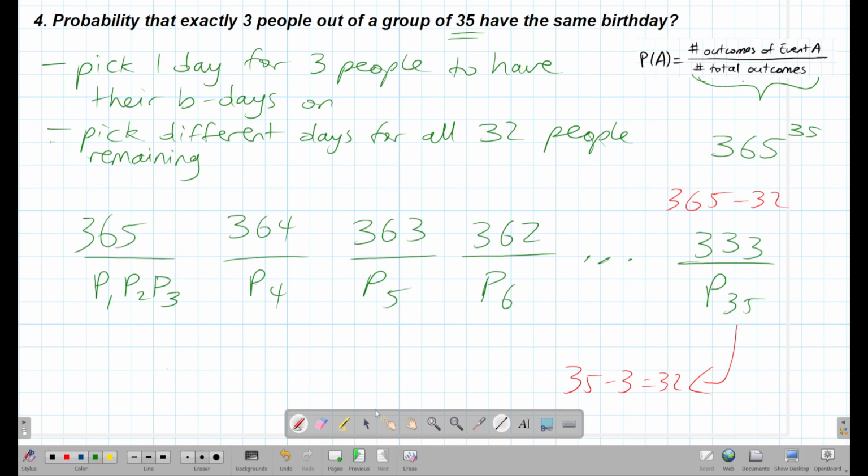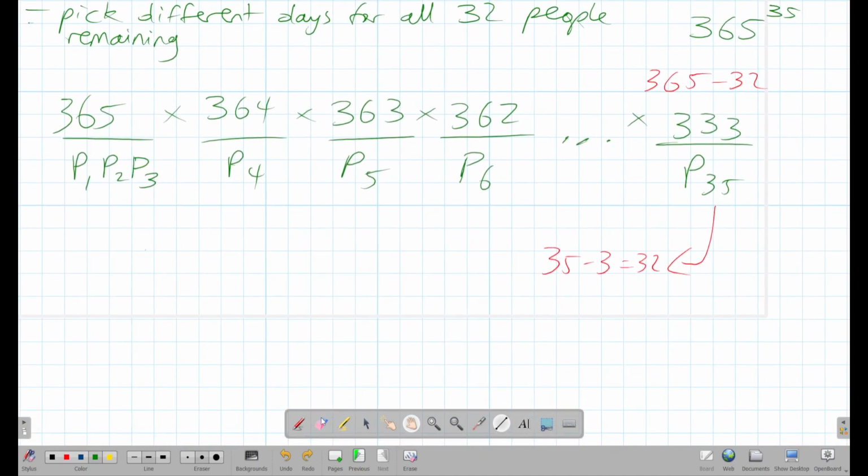With all of these numbers, we just multiply them together, because these events can happen at the same time. And that's going to be our numerator. This product from 365 down to 333, that's going to be our numerator, and then our denominator is this right here. So we have a few ways of writing this entire probability. We can write it like this: 365 to the power of 35 in the denominator, and then 365 times 364 times 363 times ... times 333.